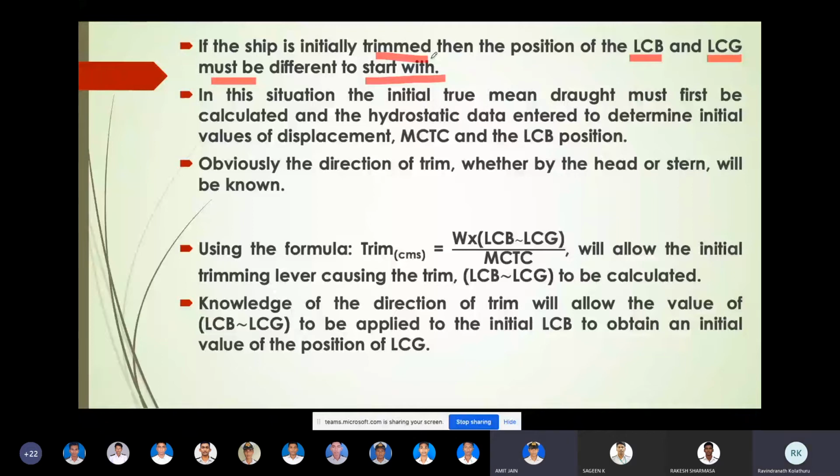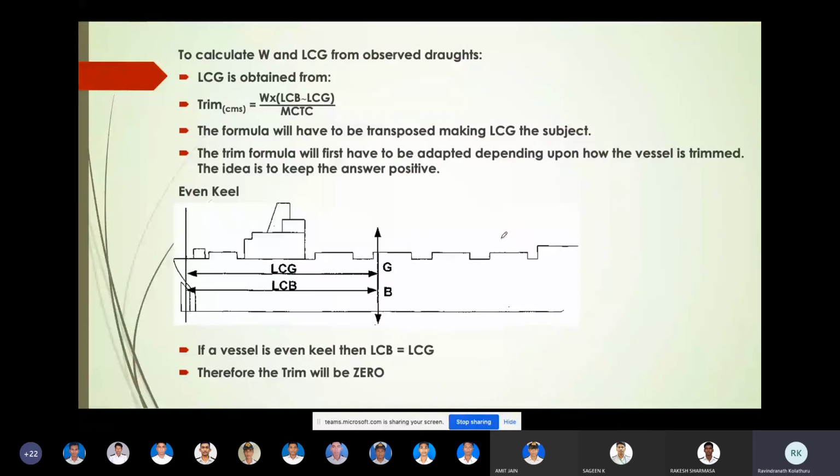Yes, sir. So with the TMD, I can go ahead with the problem. Now one more data I know is the trim of the vessel, because the initial forward and aft drafts are given, so I can know the trim of the vessel. So what I will do, I will find out other values and try to get the value of LCG. But before going into the problem, let's have some basics cleared with respect to LCG and LCB positions.